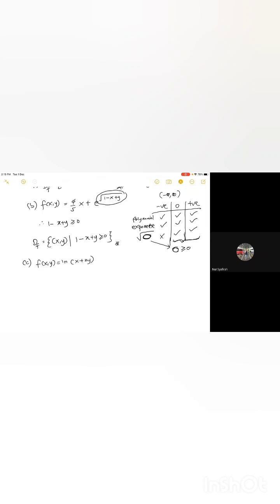Okay, now let's look into ln(x plus 2y). Okay, so if it's ln, when you try for negative, your ln is undefined. When you try for 0, your ln is also undefined. When you try for positive, then it is defined. So when your domain is only this one, then we say it is greater than 0, not including 0, greater than 0 only. Okay, so the argument is x plus 2y greater than 0. That's it.